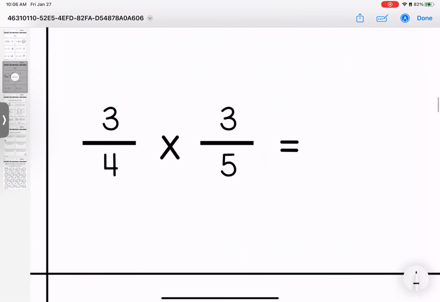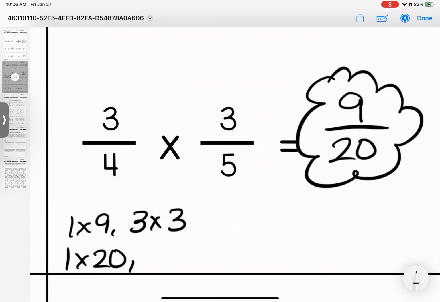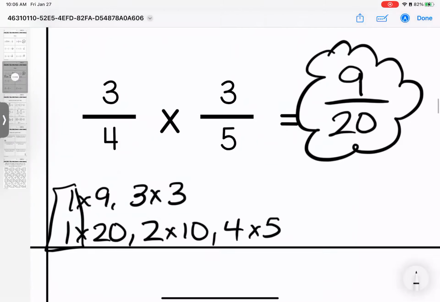Coming over here to 3/4 times 3/5. 3 times 3 is 9. 4 times 5 is 20. This is simplest form, but don't believe me, we can check. 9 is 1 times 9 and 3 times 3. 20 is 1 times 20, 2 times 10, and 4 times 5. The only factor they have in common is 1. And when I divide both of these numbers by 1, they don't change, which tells me it is simplest form.